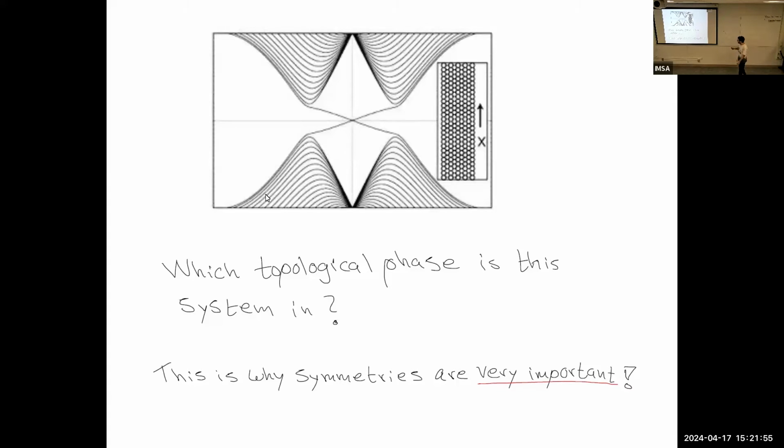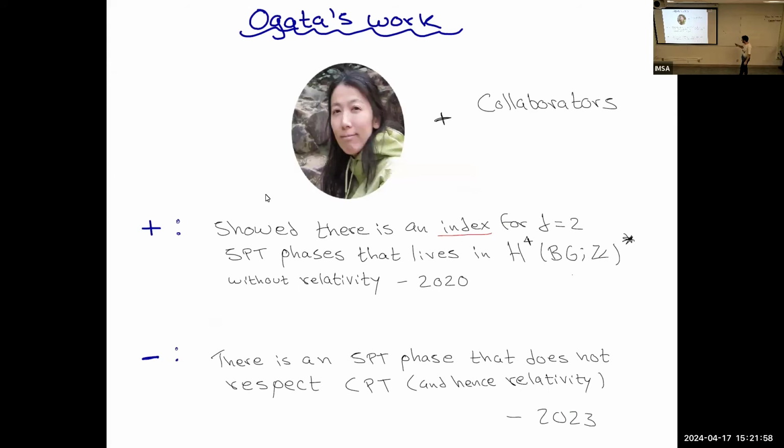Okay, so the question then is, what are we missing out if we impose Lorentzian symmetry? Are there some phases that we are missing because we expect, so we don't count them because they don't have Lorentzian symmetry?